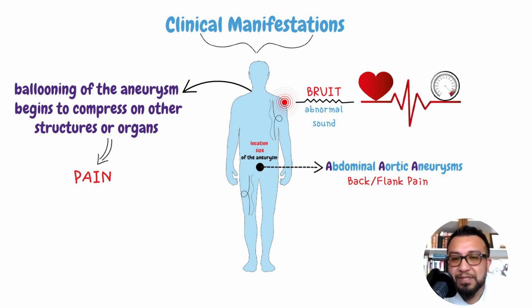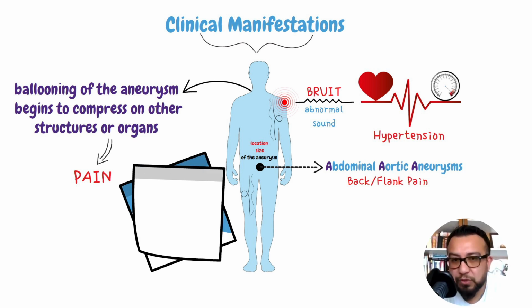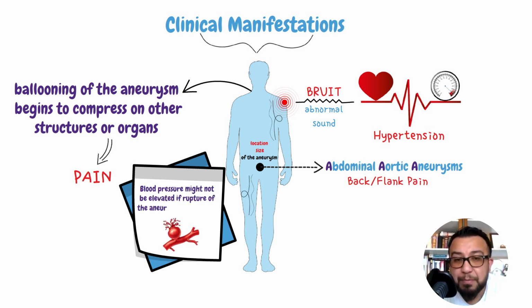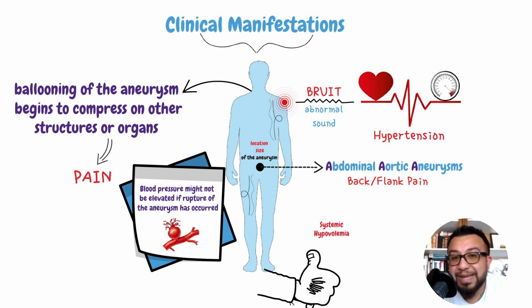Patient will usually manifest hypertension, which is what causes aneurysms in the first place, unless you have some genetic issues or some anatomical issues where the wall of the blood vessel is weak. Blood pressure might not be elevated if rupture of the aneurysm has occurred, so just keep in mind to always look for indications of systemic hypovolemia as well.